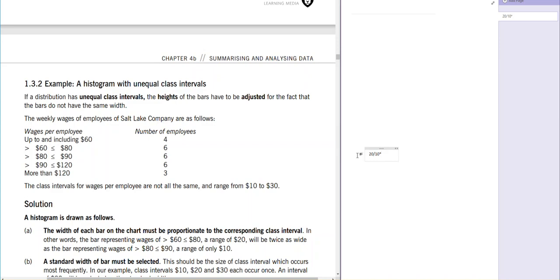multiply by its frequency, 6. So its frequency becomes 12. So it becomes taller. If we look at this one, which has 30, we will take that 20 divided by the 30, multiply by its frequency, which is 6. So it will become a little bit lower. So anything that has wider width, its frequency will decrease. Anything that has shorter width, its frequency will increase.